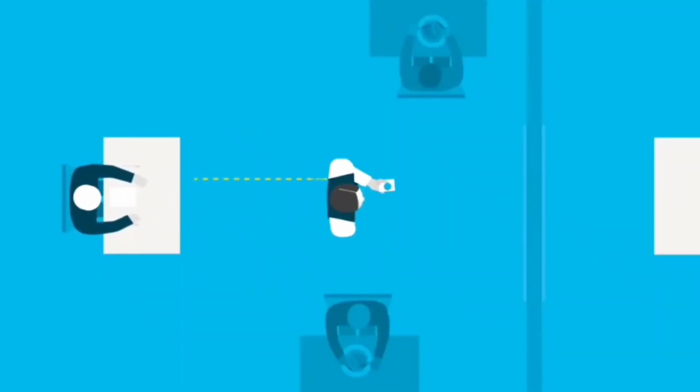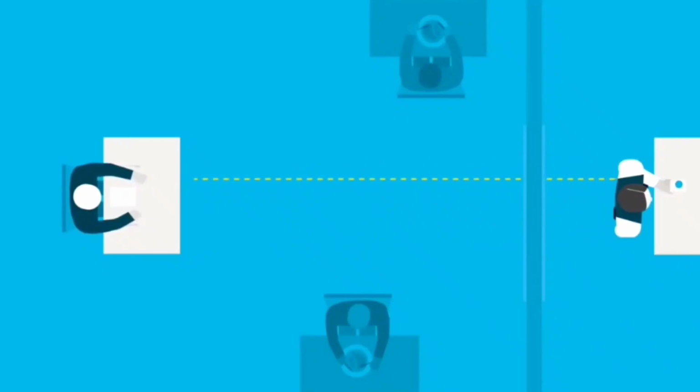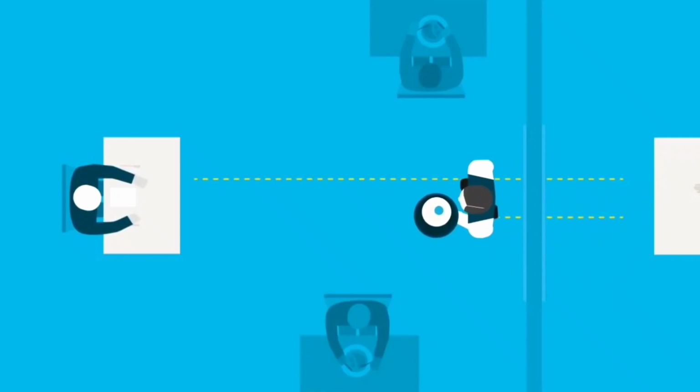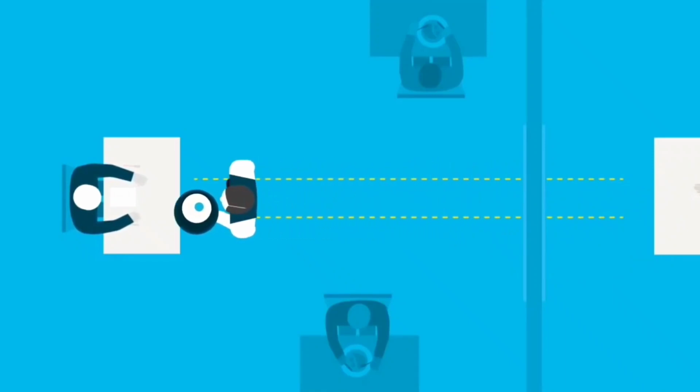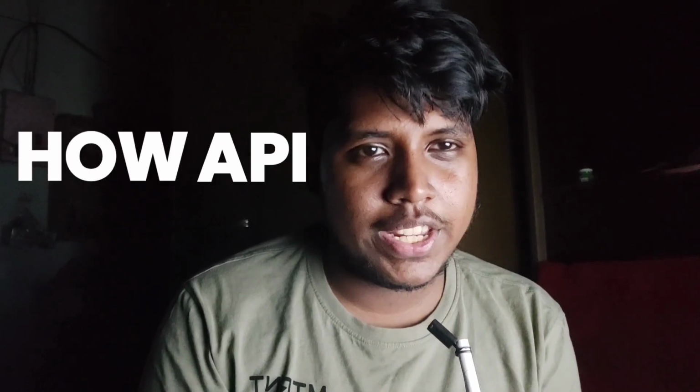So the waiter takes your order, which in this case is the request. Now he will send this request to the kitchen and he brings back the delicious food you ordered to your table, which in this case is the response to your request. Simple, isn't it? Okay, now let us understand how an API works in real life applications.